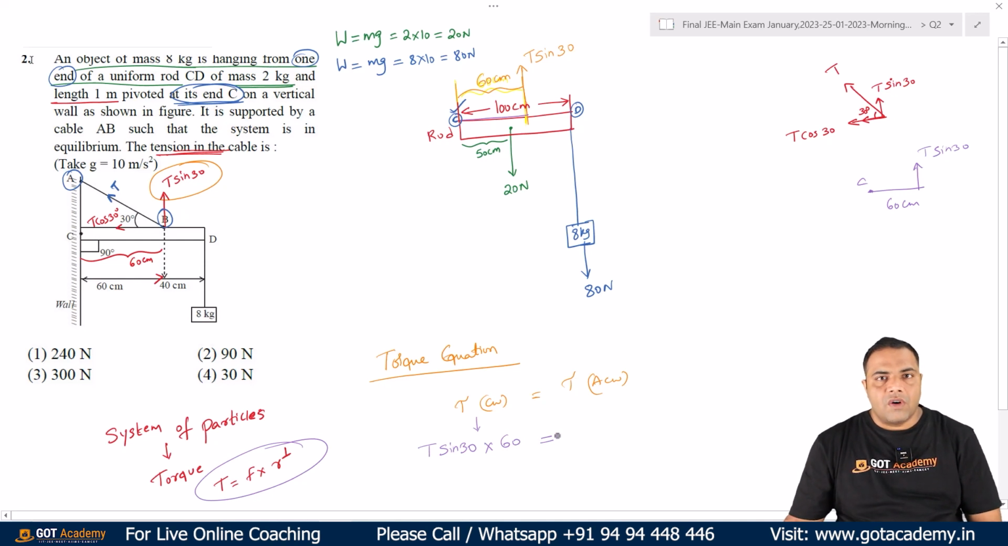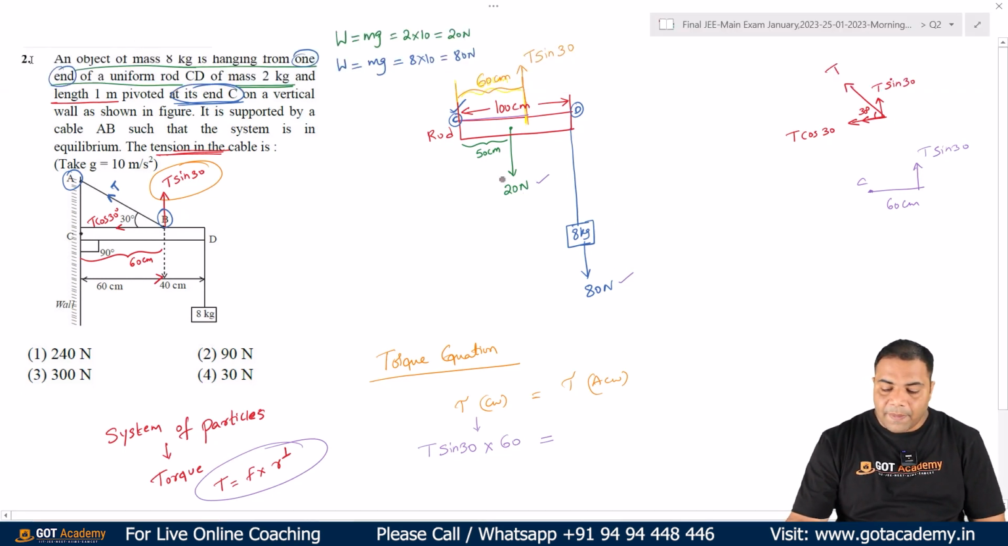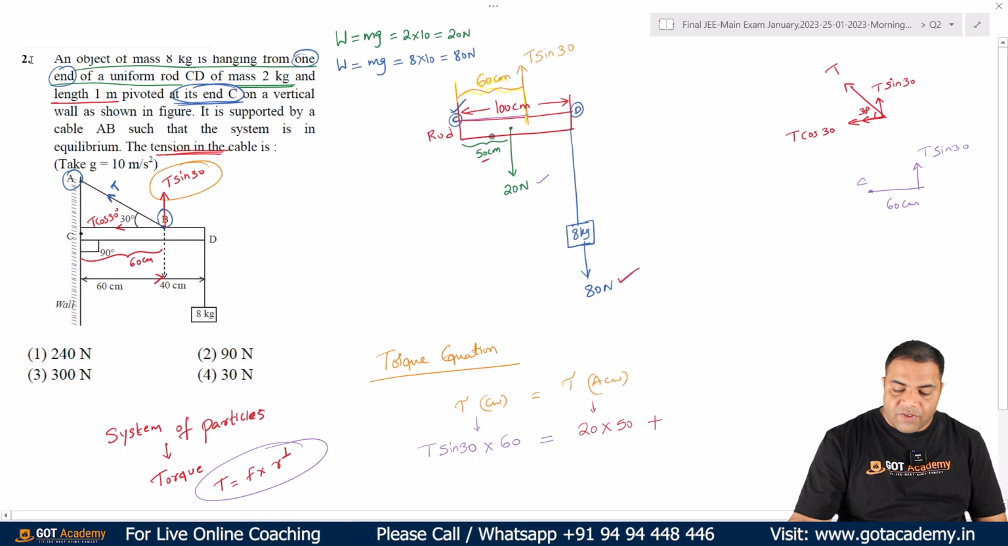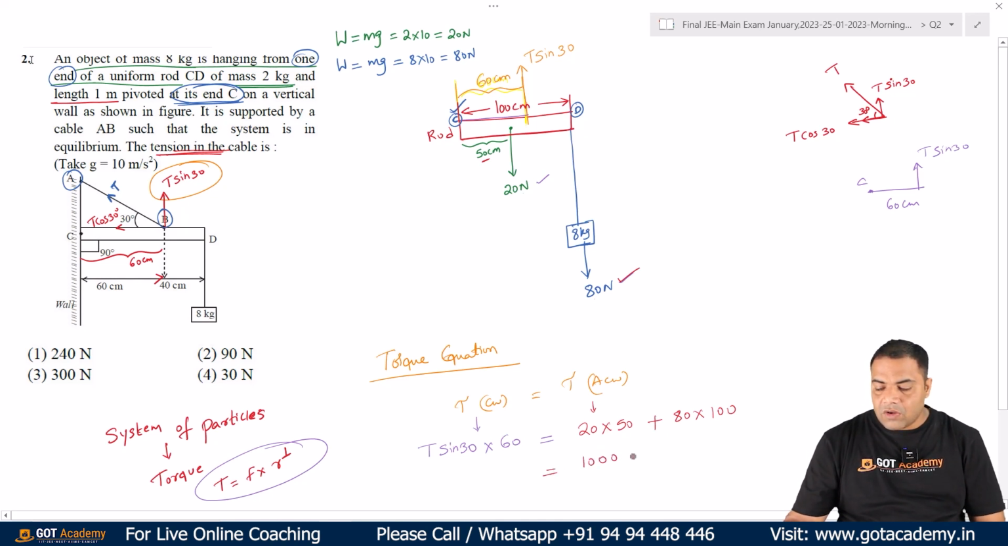Now coming to the downward forces. They are 20 Newton and 80 Newton. Observe this carefully. For this 20 Newton, the perpendicular distance is 50. Plus the other downward force, 80 Newton. What is its perpendicular distance? From C, we have to take the entire length of the rod, that is 100. So here 80 into 100. Understand now? Force into perpendicular distance. Now you just solve this. 20 into 50 is 1000, and 80 into 100 is 8000, which gives 9000.